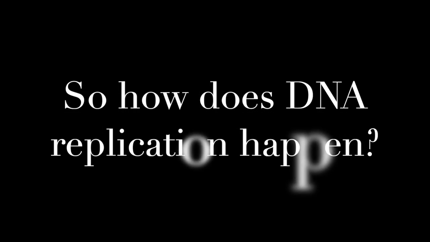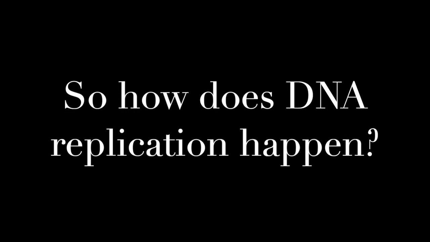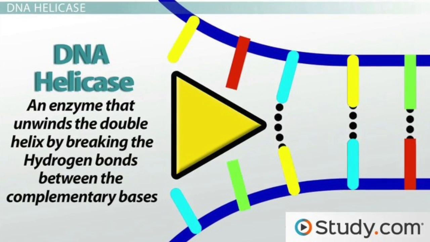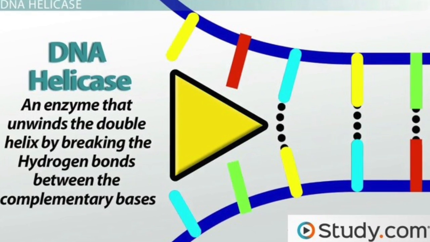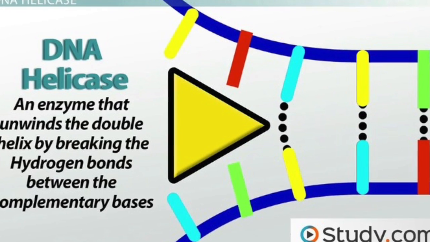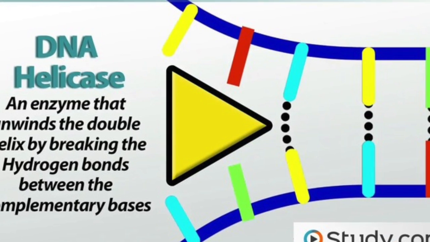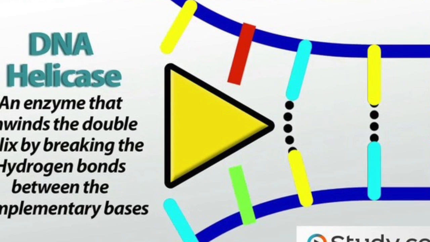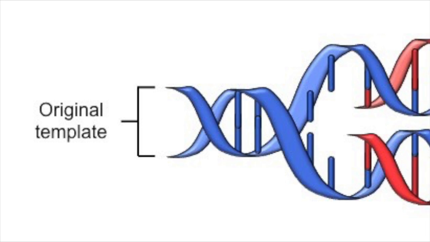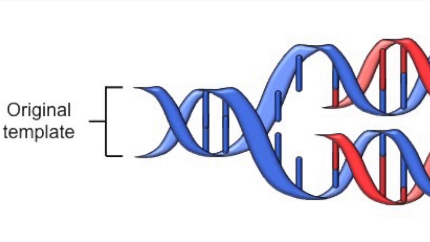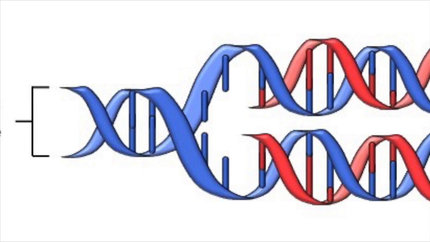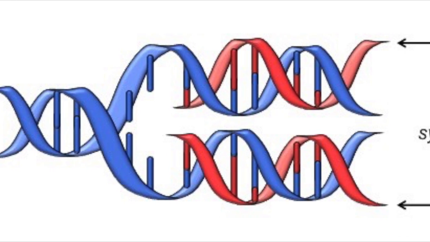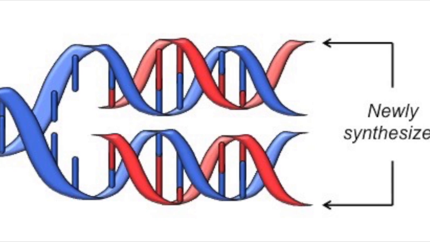So, how does DNA replication happen? There are primarily 4 different steps that I'm going to explain. The first step in DNA replication is for the DNA helicase to unzip the double helix by breaking the hydrogen bonds between the nitrogenous bases. This is what makes DNA replication a semi-conservative replication. Semi-conservative replication means that during DNA replication, the 2 strands of nucleic acids separate.